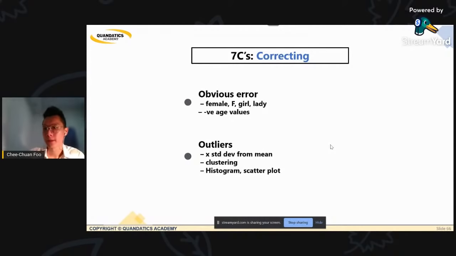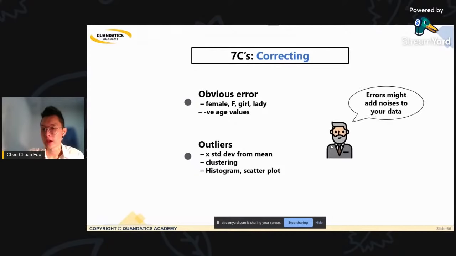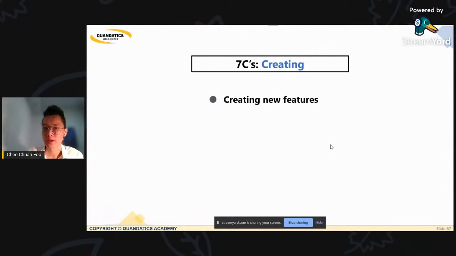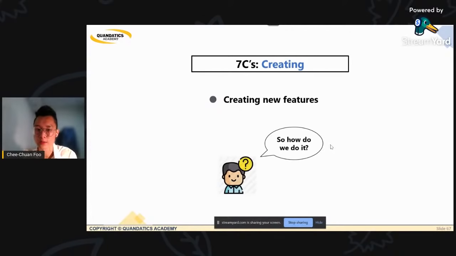Okay. Correcting can fix obvious errors, fix the outliers, removing them, and errors might add noise to your data. So if your task is not anomaly detection, it's not finding abnormal data, then probably you might want to remove them. And creating new features, I'll show you this later in the practical part.